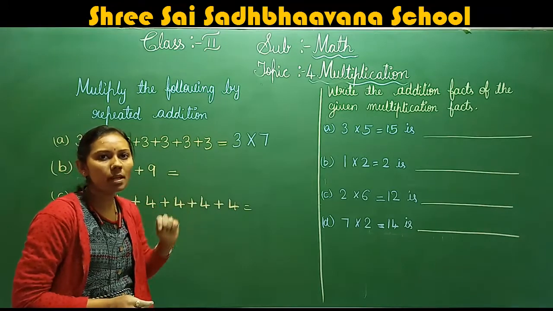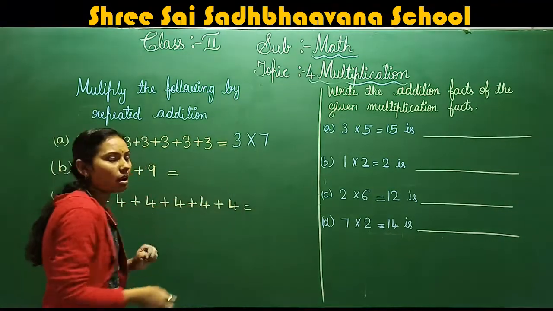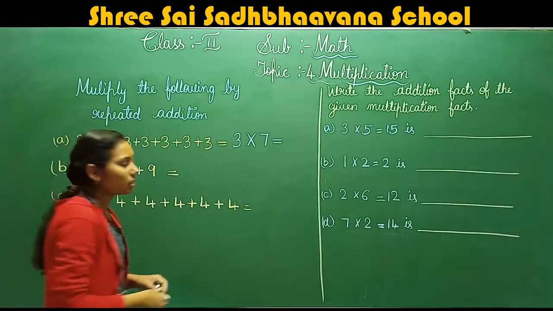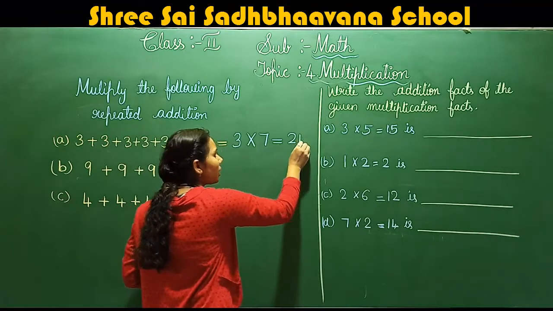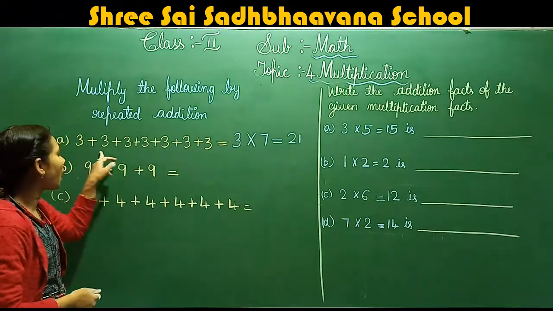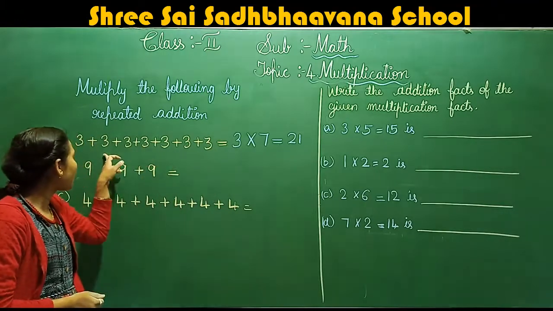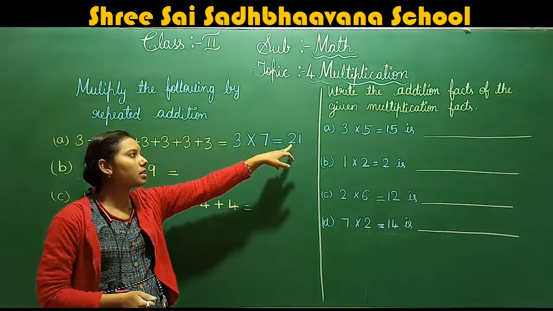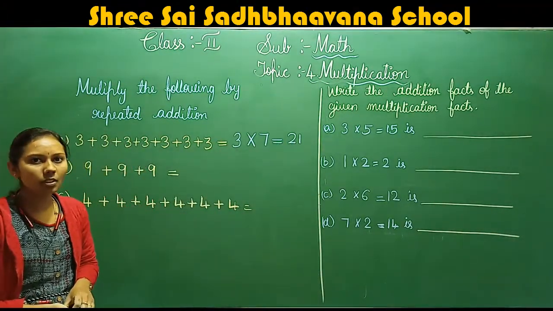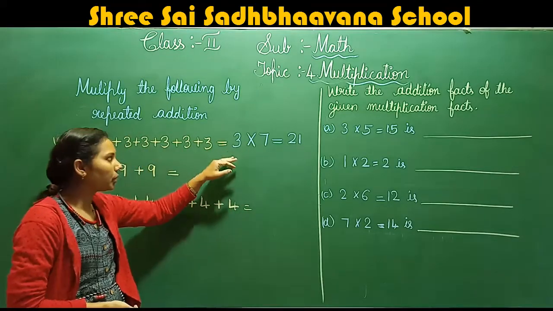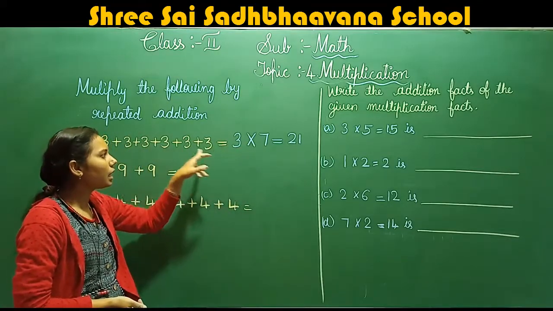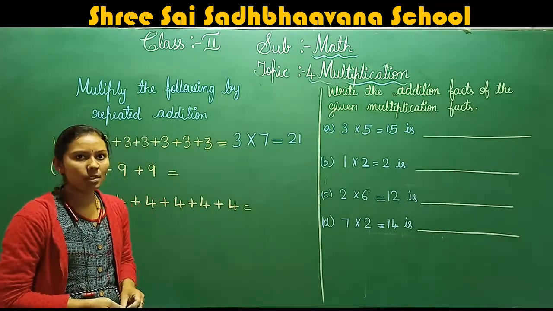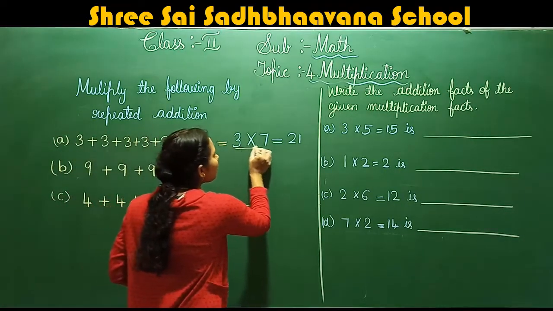in the multiplication method. That is, 3 sevens are how much? 3 sevens are 21. Right, children? Yes, if you want, you can add these numbers and check the answer. If you add the number 3, 7 times, you'll get the answer. The product is 21. If we do it in the multiplication method, if we add 3 seven times, we'll get the product 21. Okay, got it? Now 3 sevens are 21.